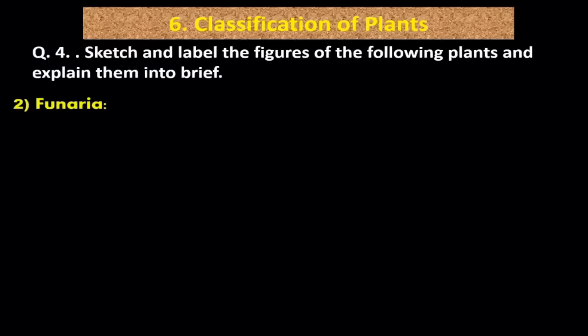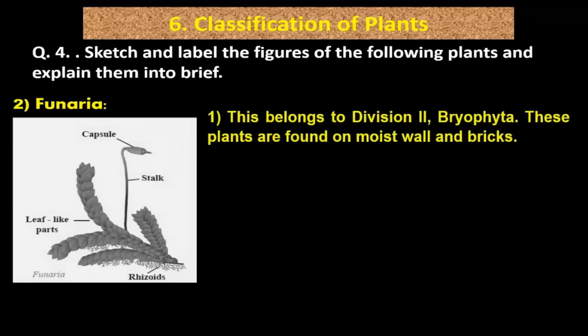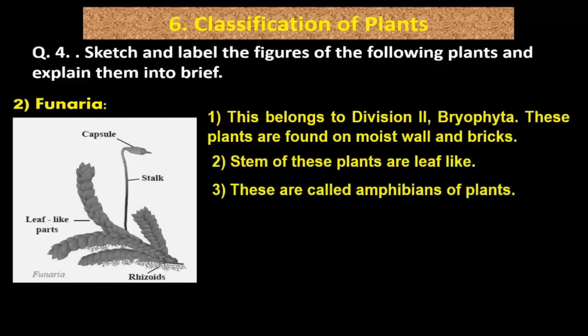2. Funaria. 1. This belongs to Division 2, Bryophyta. These plants are found on moist wall and bricks. 2. Stem of these plants are leaf-like. 3. These are called amphibians of plants.